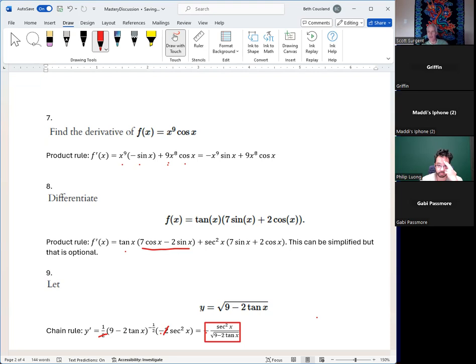Oh, I made it a rectangle. How about that? All right. Questions on that one? Again, stop me at any time.